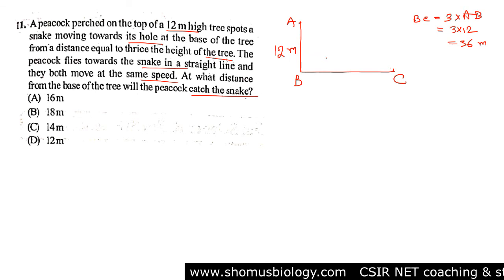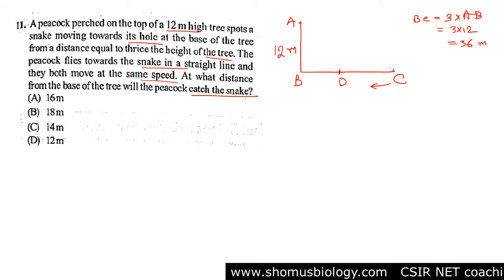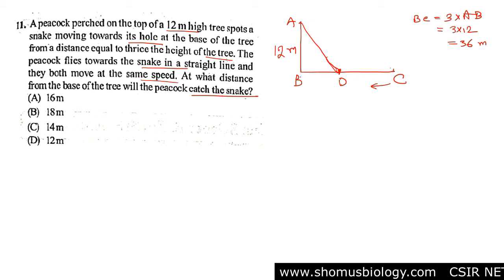And the other thing told is that the snake is moving from C towards the base of the tree, that is B. And there is a point where the peacock catches the snake. Let's say D is the point where the peacock catches the snake. We don't know what BD is, what DC is. We know the total distance is 36 meters, but we don't know what BD is. We can easily find it out though, isn't it?